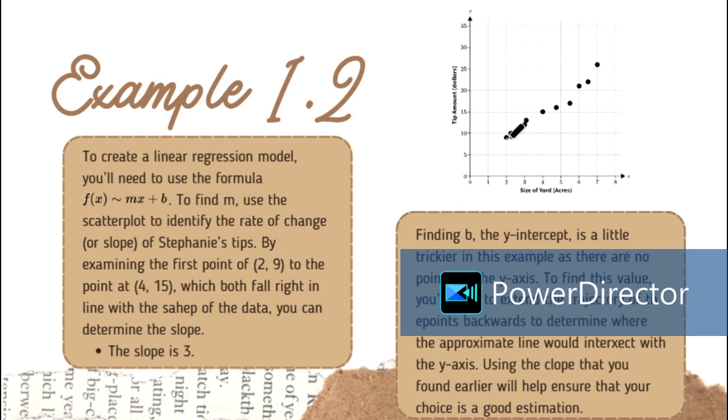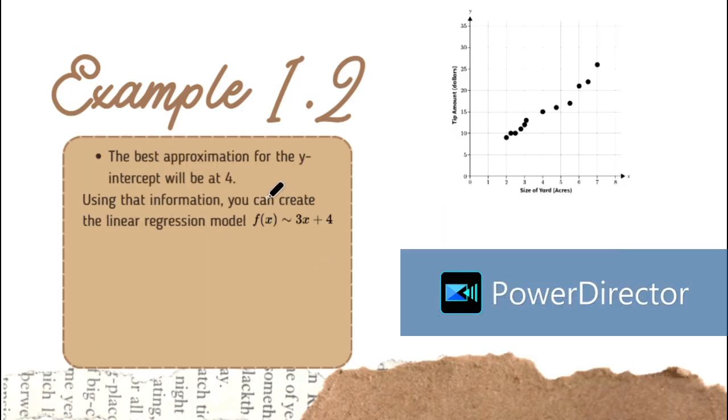So basically we'd go down 3, so we're at like 6 now, and over 1, okay? And then we'd go down 3, 1, 2, 3, so now we're at 4 and over 1, so it'd be like there. So the y-intercept would be 4. Hey, I did it right. Using that information, you can create the linear regression model f of x, woohoo! 3, which is our slope, x, plus 4, which is our y-intercept.